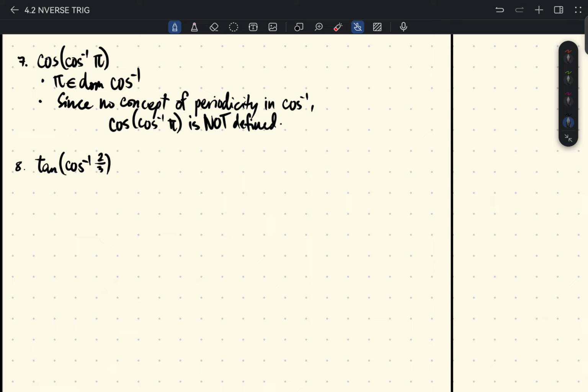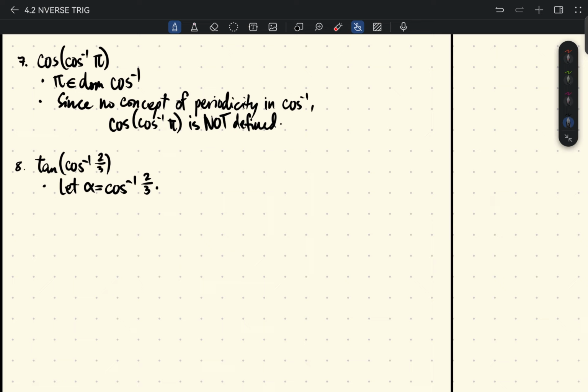How can we deal with this? First and foremost, maybe we can make things simpler by looking at the thing inside first. So let's look at that one first. We can let alpha be equal to cosine inverse of 2 over 3.